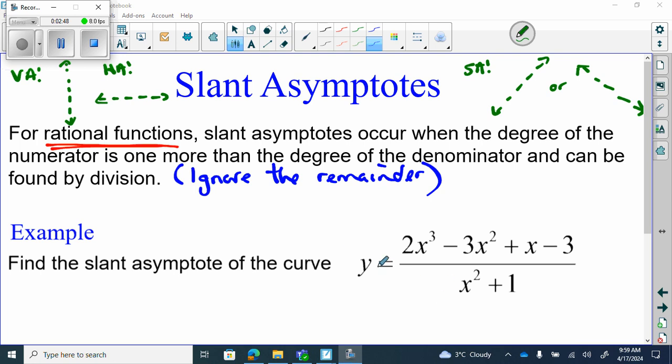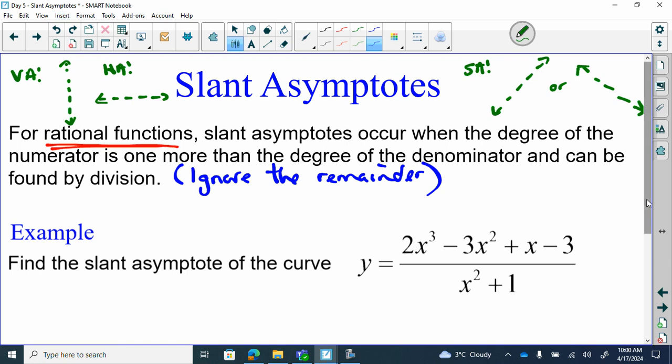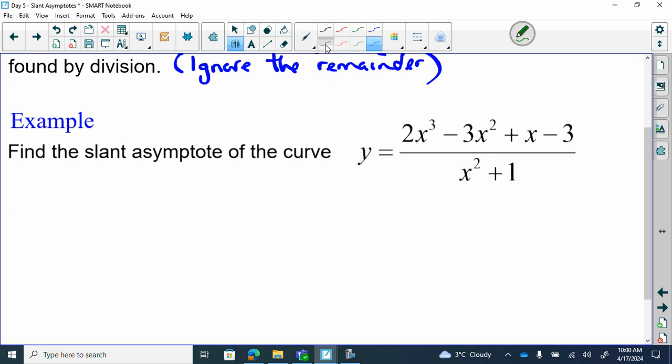Our example says y equals 2x cubed minus 3x squared plus x minus 3, divided by x squared plus 1. So I've got a third degree polynomial divided by a second degree polynomial. And I can see that the degree of the numerator, 3, is 1 bigger than the degree of the denominator. So I know this has a slant asymptote. To find my slant asymptote, I'm going to divide.